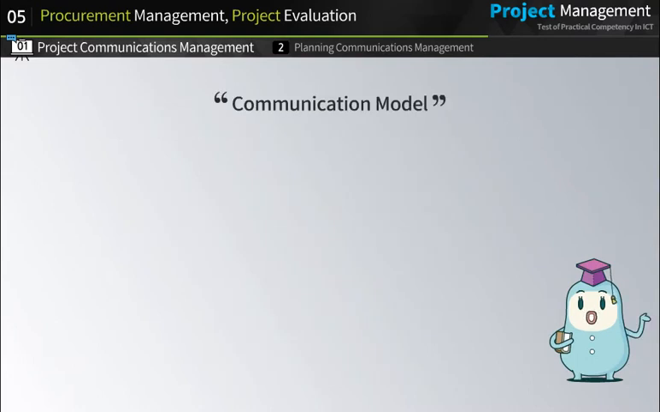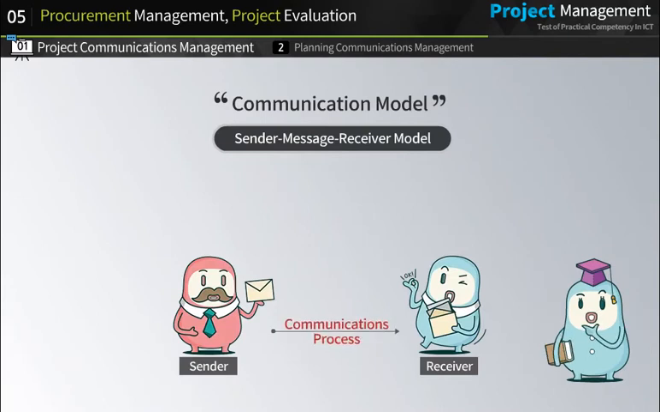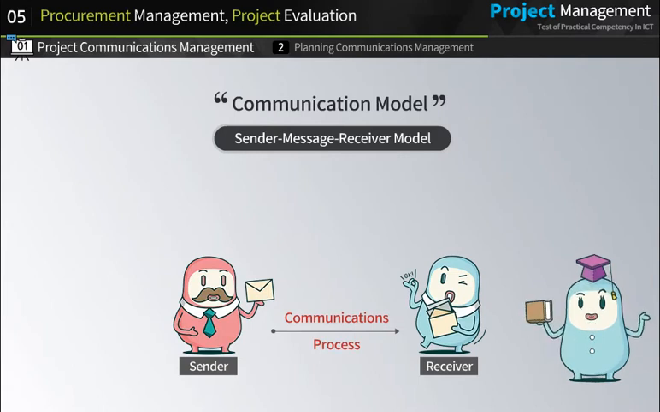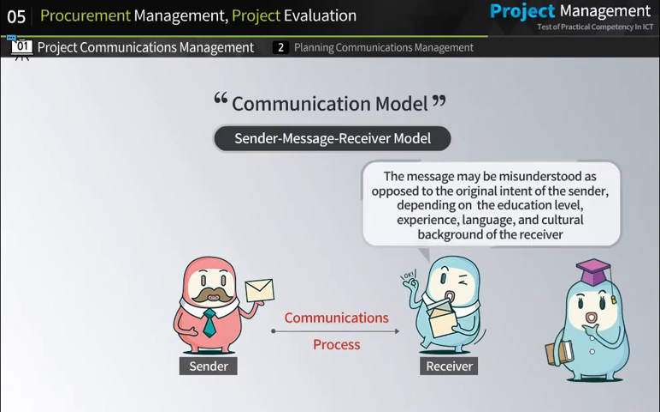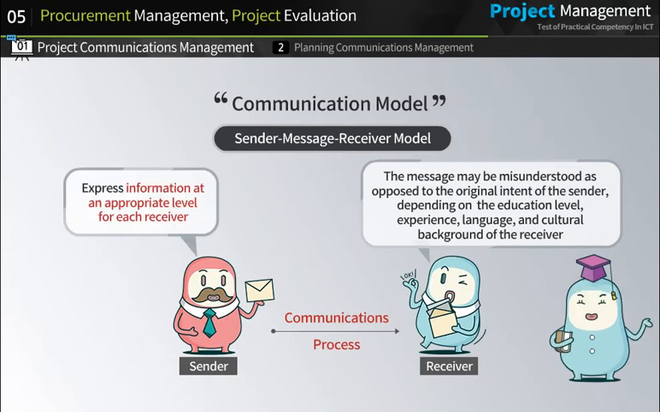The following is a communication model. The sender-message-receiver model is a basic communication model for interaction between a sender and a receiver. The message may be misunderstood, as opposed to the original intent of the sender, depending on the education level, experience, language, and cultural background of the receiver. That is why it is important to express information at an appropriate level for each receiver.